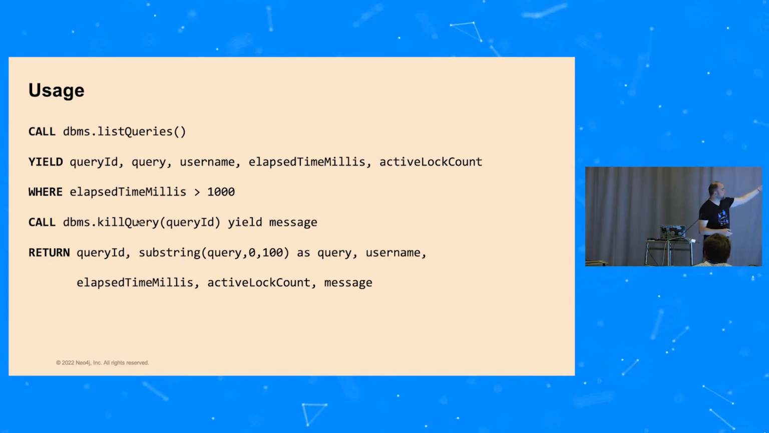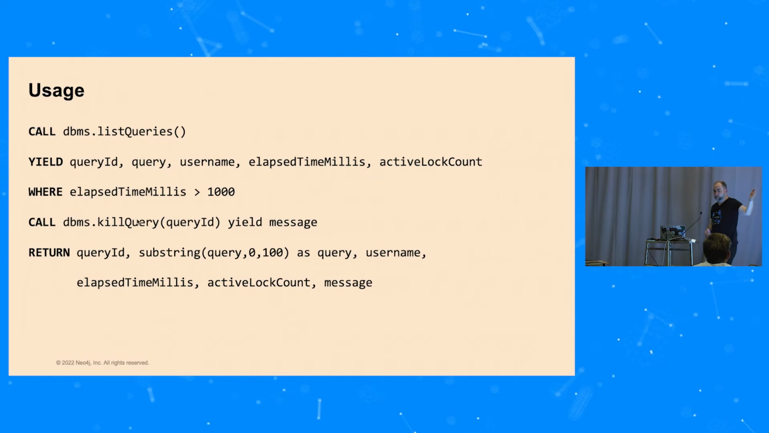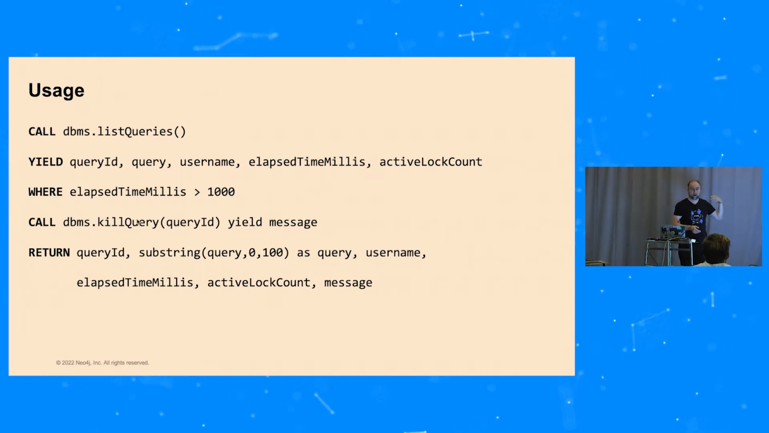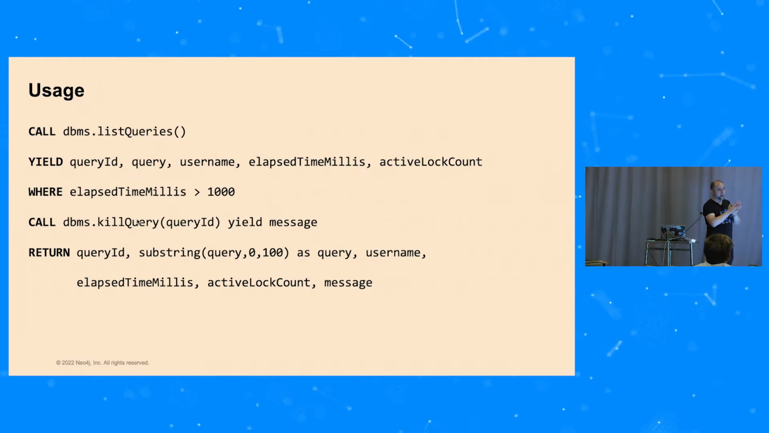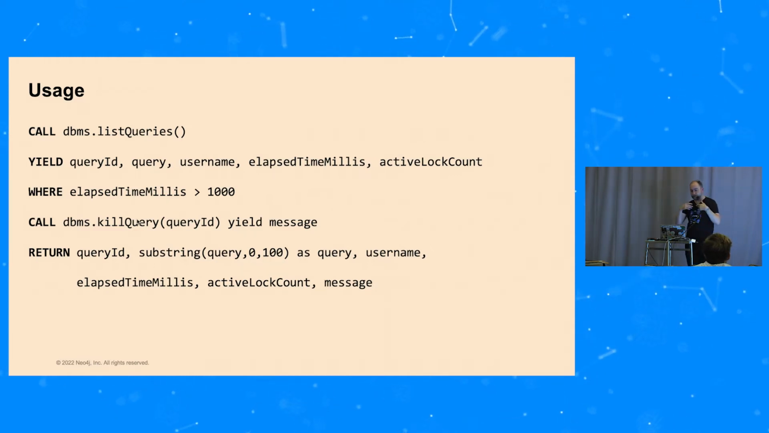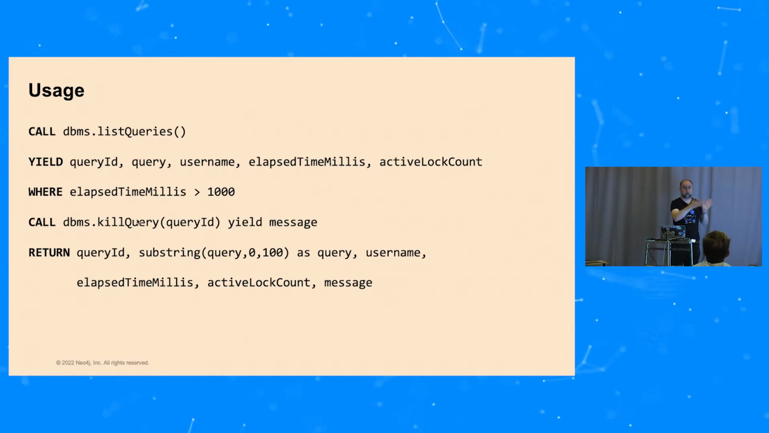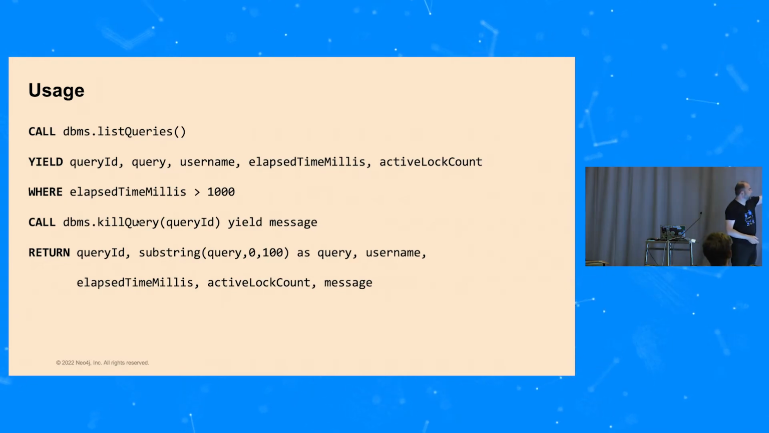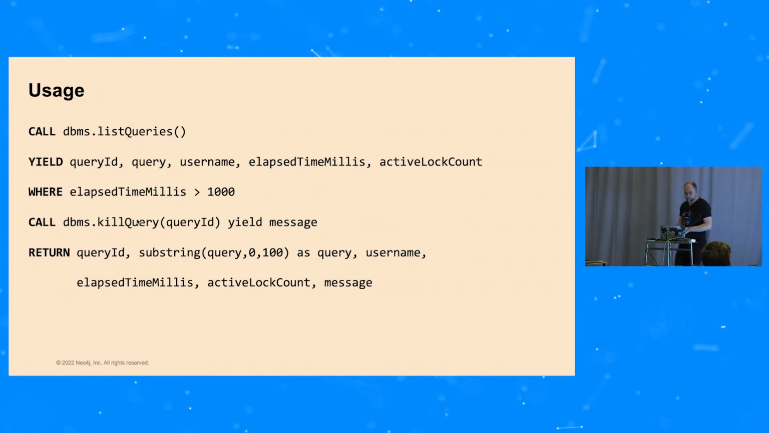So what this actually does is it lists the currently running queries in the system, filters out all the ones that have been running for longer than a second, and kills those queries, right? So operationally, if you have runaway queries that are not captured by the transaction timeout, you could use this to clean up stuff that's been running for a while, and that's just one single statement. And here you see nicely the composability of user-defined procedures, right? So that's nice.